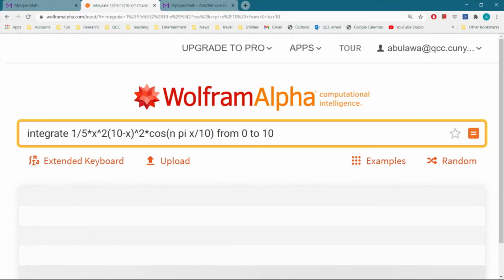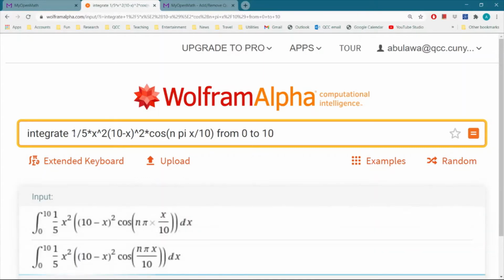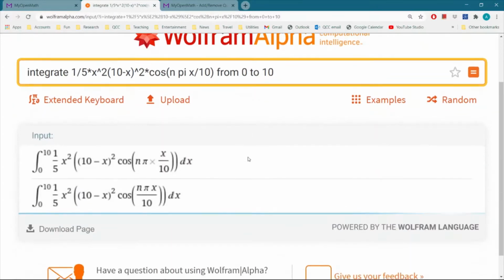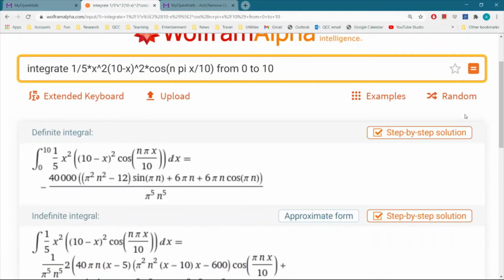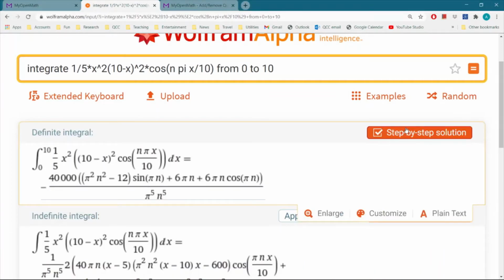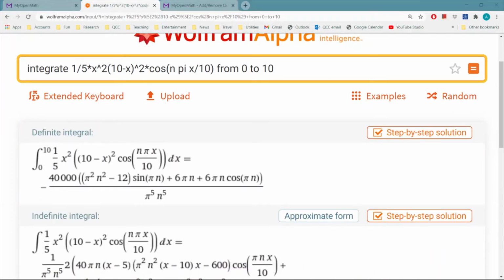So there we go. Let's give Wolfram Alpha some time to return an answer. It's still working. And there we are. Okay, so that looks pretty hideous, right? But again, it's not that bad, because sine of pi n, when n is an integer, is always equal to 0. So that whole piece is gone.